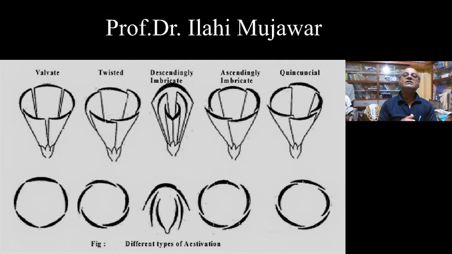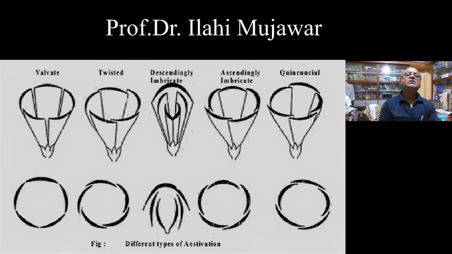So estivation is the most important part, and this estivation has to be identified on the basis of the arrangement of the floral whorls, that is the calyx and the corolla in the flower. Either we look directly at the flower, or these flowers show the overlapping of the calyx or corolla to each other. On the basis of how this overlapping takes place, the estivation types are studied.